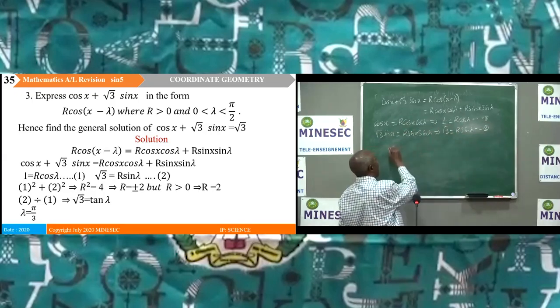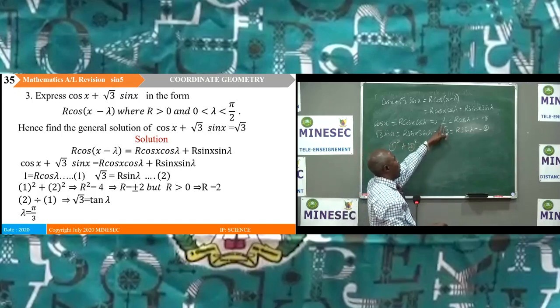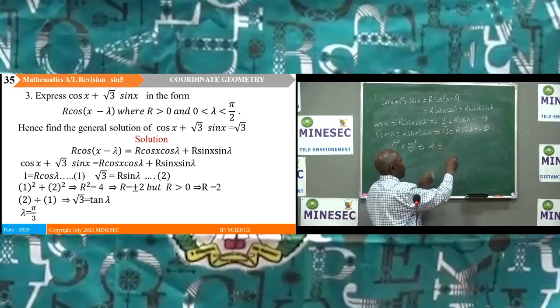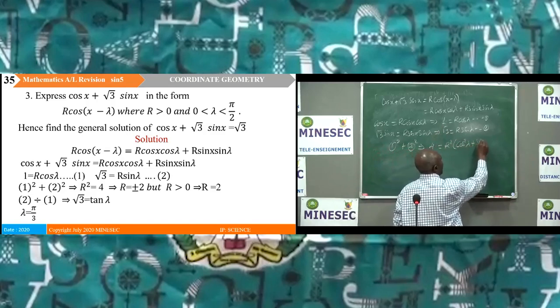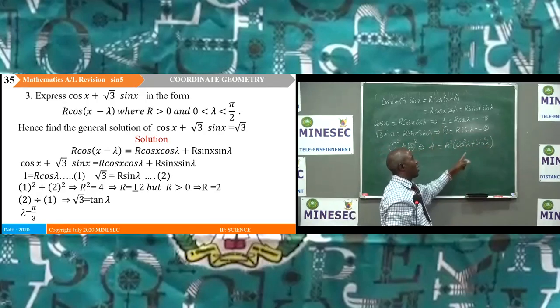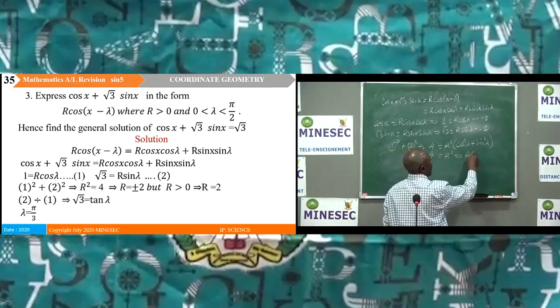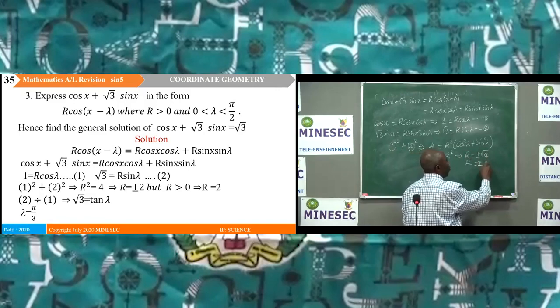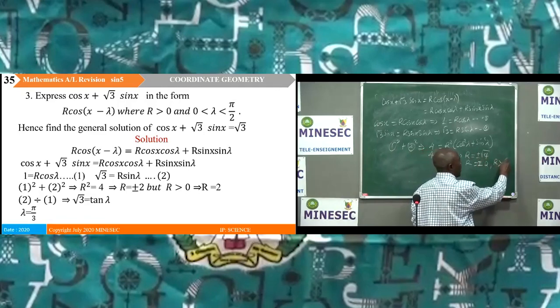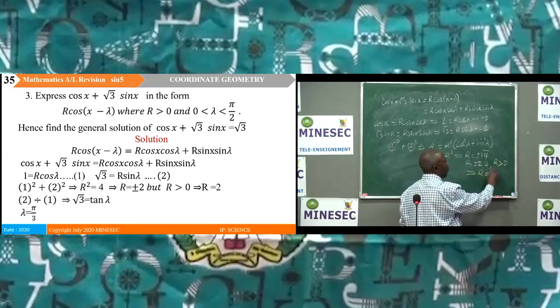If we square equation 1 plus equation 2 squared, we have 1 squared is 1 plus root 3 squared is 3, which gives us 4, and we have r squared into cos squared lambda plus sine squared lambda. This cos squared lambda plus sine squared lambda is 1. So 4 is equal to r squared, which gives r equal to plus or minus 2. But the condition is r is greater than 0, therefore r is equal to 2.